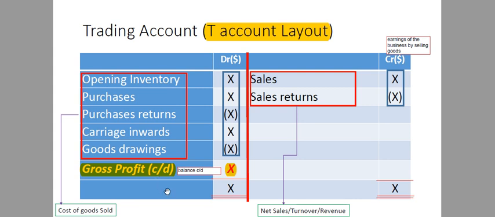So again, a quick summary: a trading account on the credit side shows the earnings, and on the debit side it shows the cost of goods sold, and then we get the balance. And if the balance is a credit balance, which means the credit side is bigger than the debit side, it's the gross profit. If it's the other way around, if the debit side is bigger than the credit side, then it would be a gross loss and it will be shown on the credit side, and then it will be shifted to the next section as the loss.